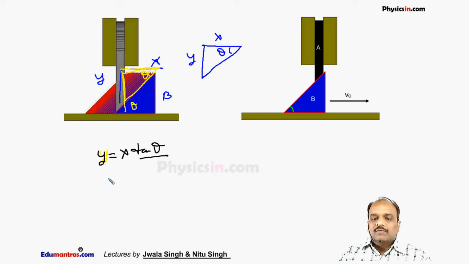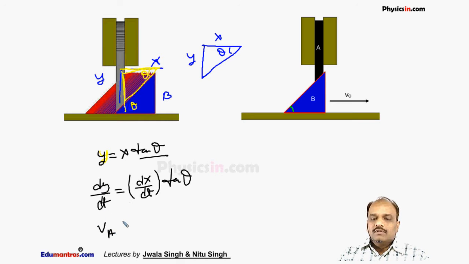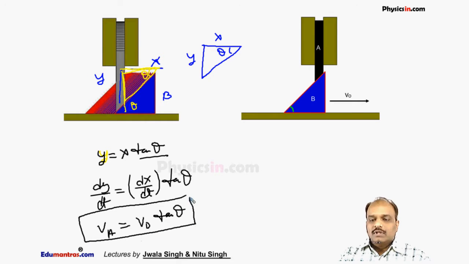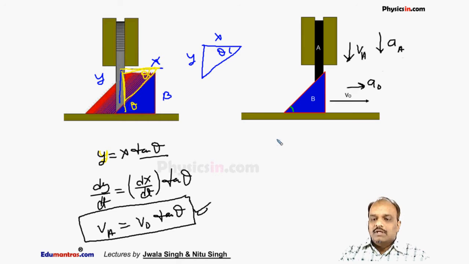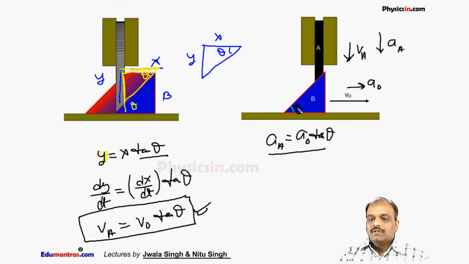Now theta is constant, so if I differentiate it, dy by dt is equal to dx by dt into tan theta. dy by dt is the speed of A, so this is VA, going downward. dx by dt is the speed of B, which is V0, and this is tan theta. So VA is equal to V0 tan theta. If the acceleration of B is A0, then the acceleration of A is also related as A0 tan theta, because theta here is always constant. So this is the constant relation between A and B.